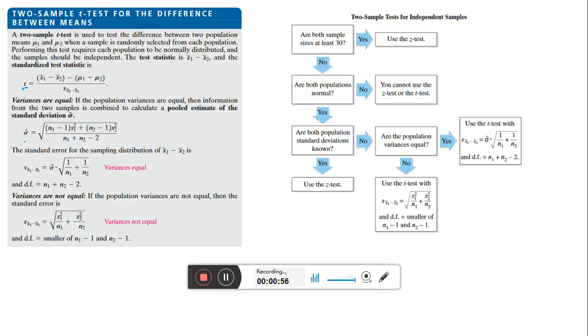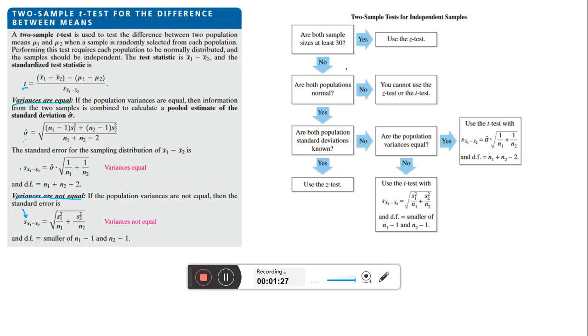Also, there are some additional things we have to worry about. If the variances are equal, we can use these formulas here. If the variances are not equal, we have to use this formula down here. Somewhat different. We will get into that more later, or you will at least see that later in some of your examples.